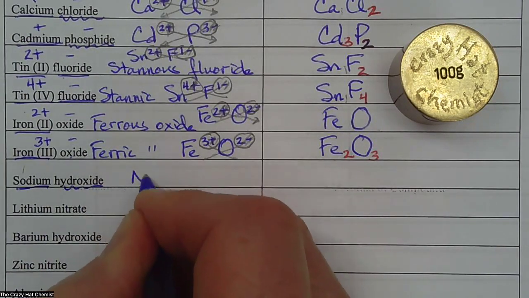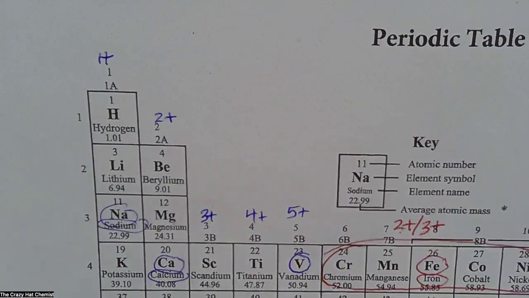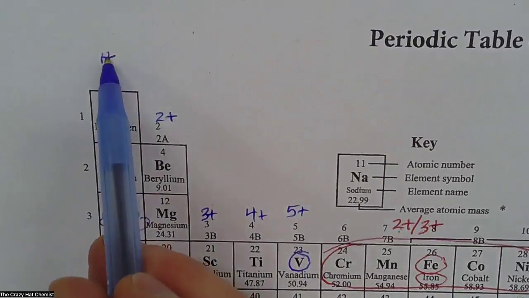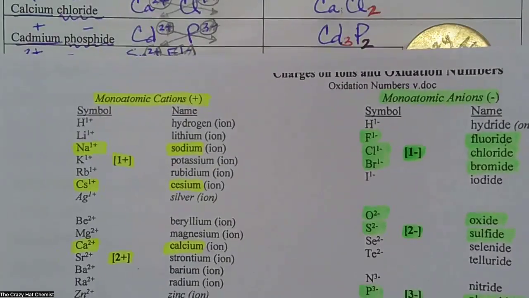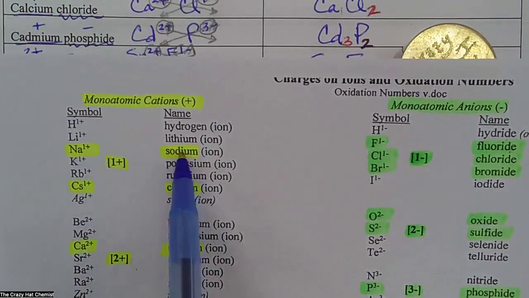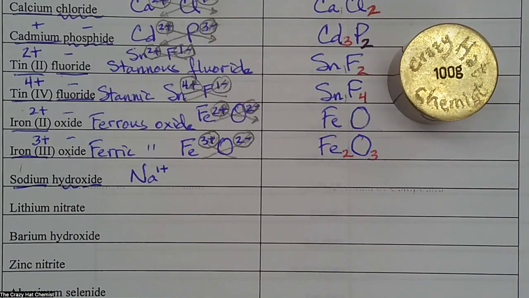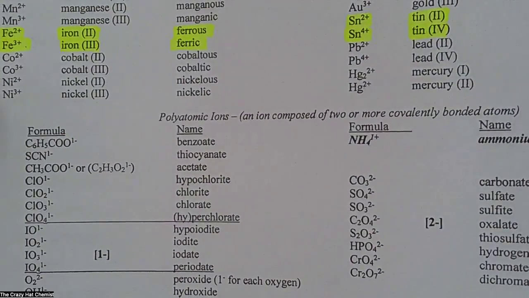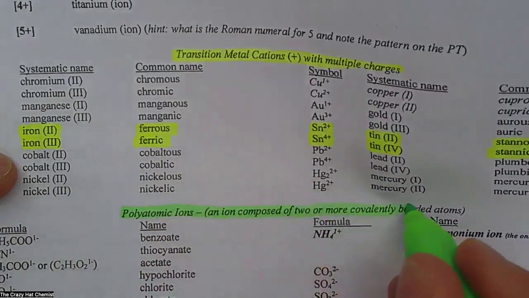So sodium is Na with a 1 plus, and just to verify that, that is group 1 sodium, that's 1 plus. It's in the monoatomic cation category, and that is right here. That's an Na 1 plus sodium monoatomic cation. Then we have hydroxide. Hydroxide is the first polyatomic anion that we are dealing with here. So on this lower portion of this ion sheet are the polyatomic anions and one polyatomic cation.